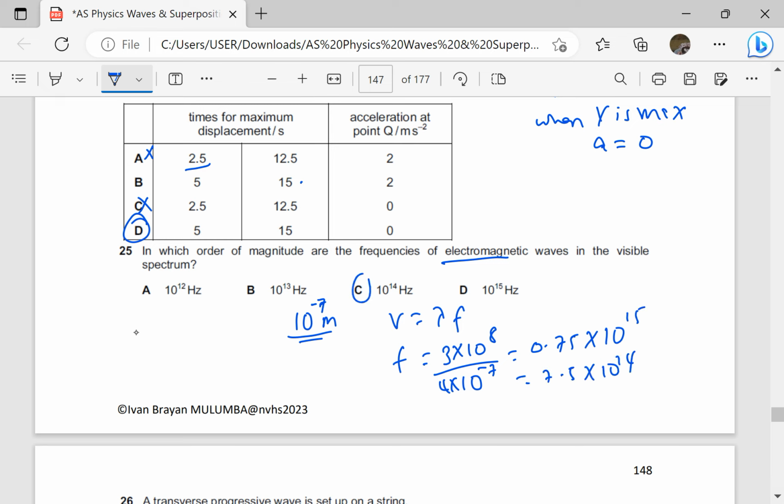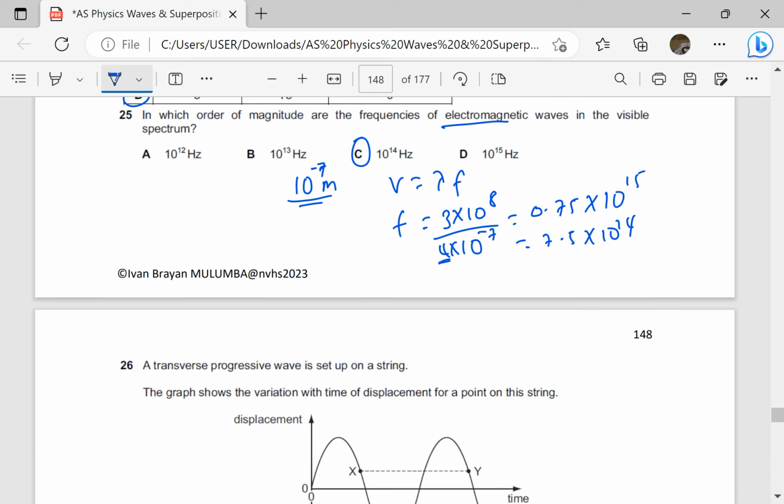So our answer is going to be C. You can choose any value of wavelength in the visible range, but the power of 10 is negative 7.